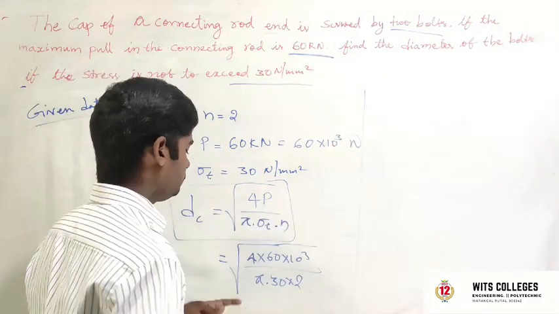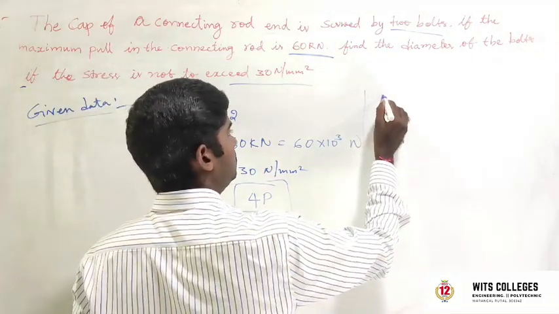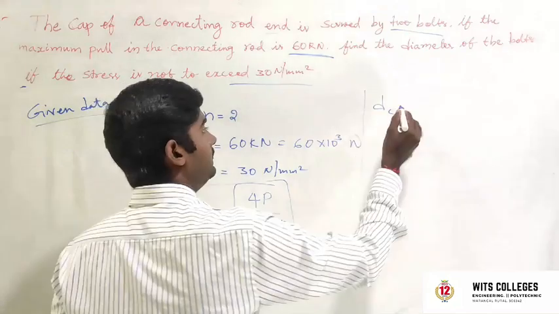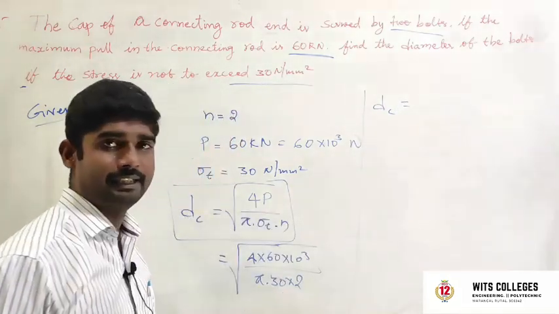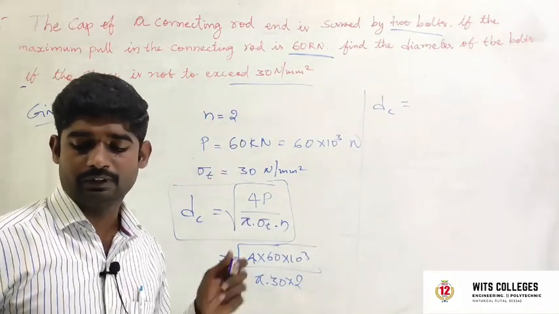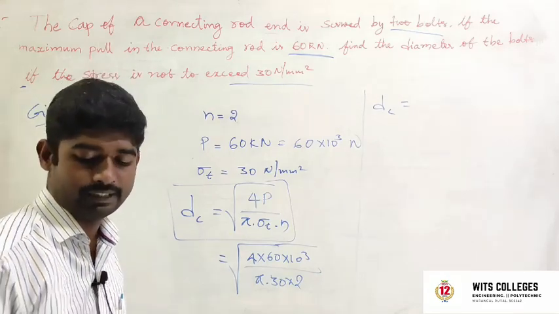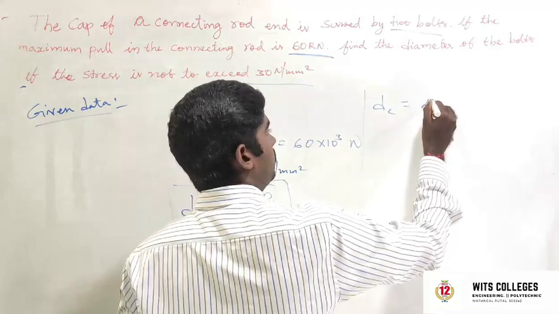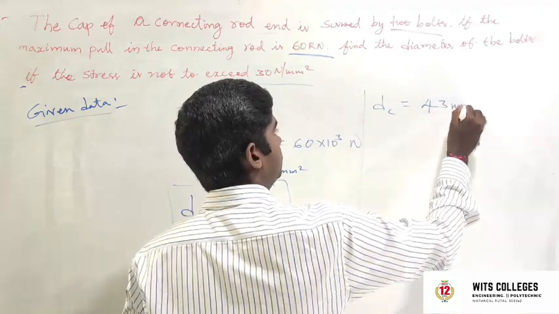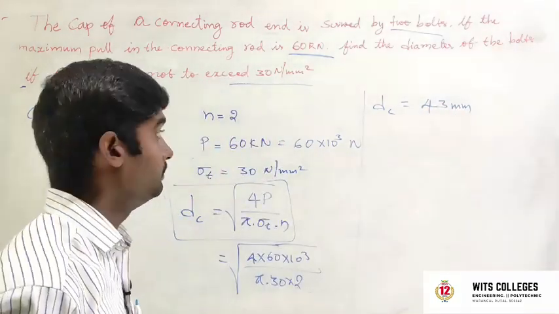Let's find out this value. DC is approximately, find out using your calculator, the core diameter value, that is approximately 43 mm. This is one of the important problems.